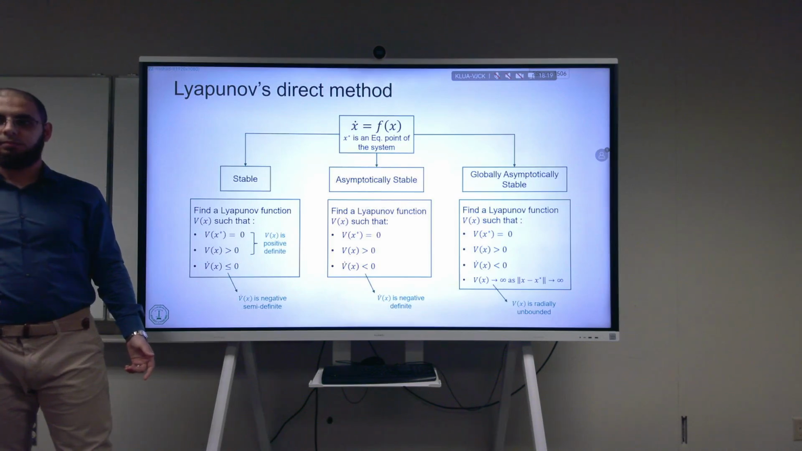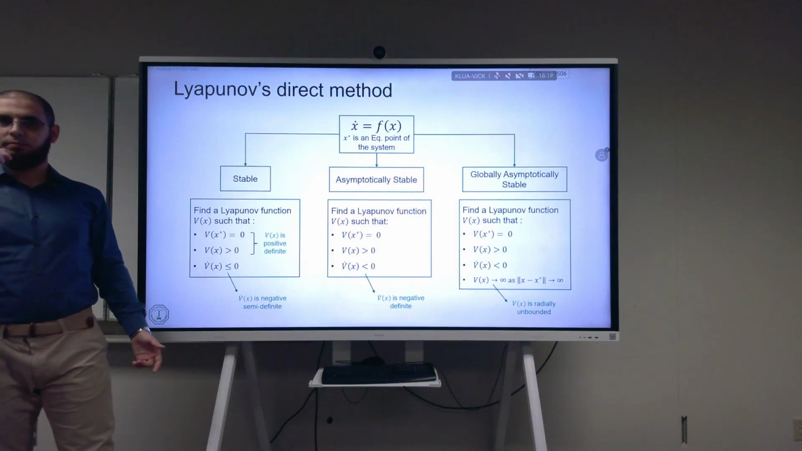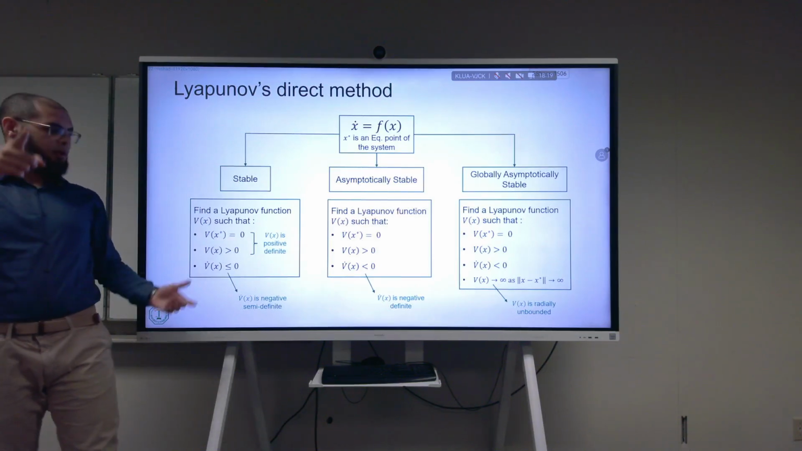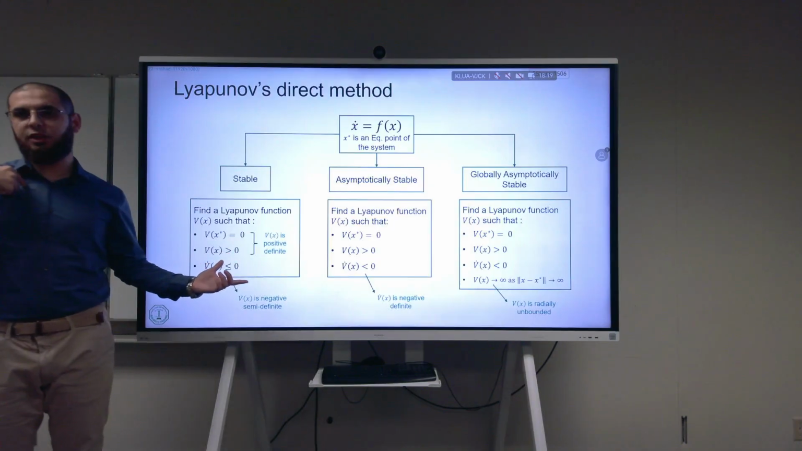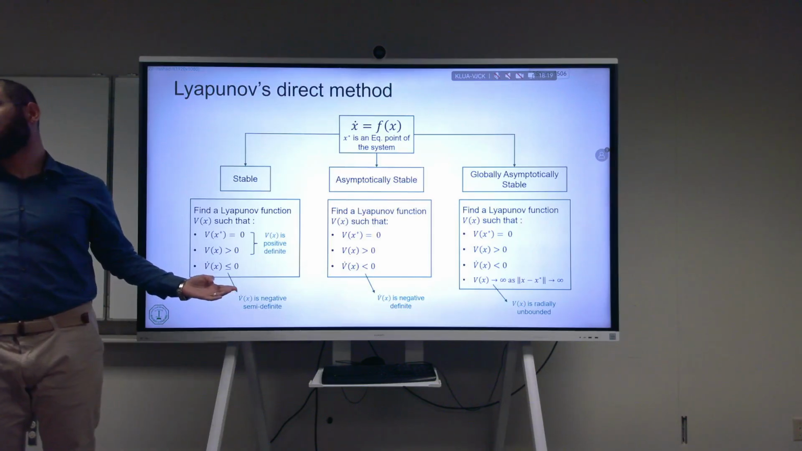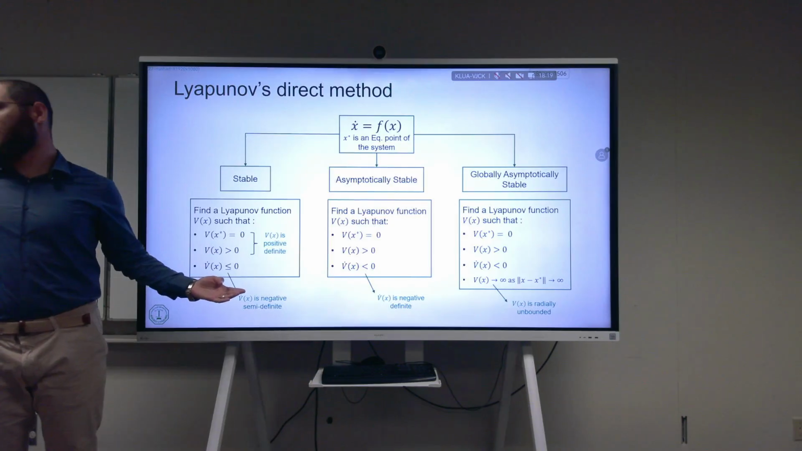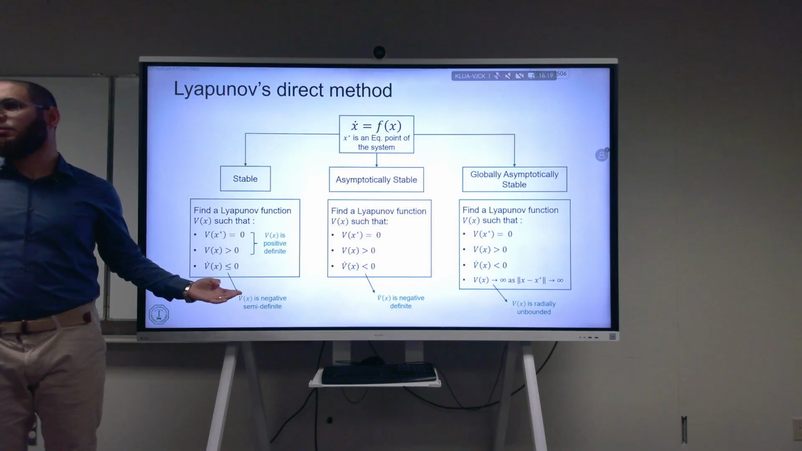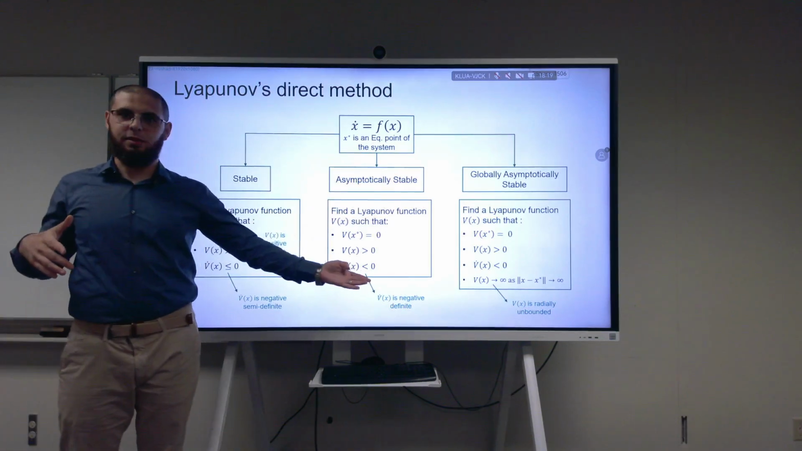Maybe the function itself is not right. Exactly. Maybe for the function I chose, I'm limited only to show it's negative semi-definite. But if I change the function, someone else comes up with a smarter function, he can actually show asymptotic stability.